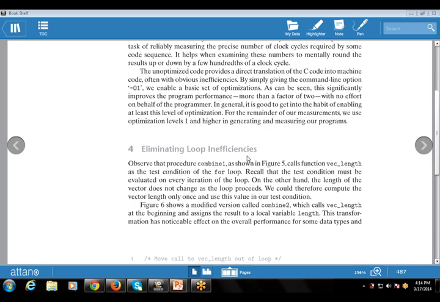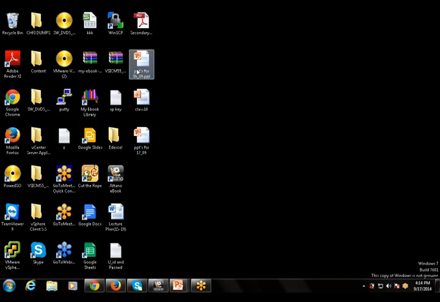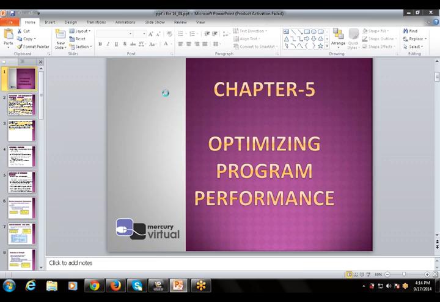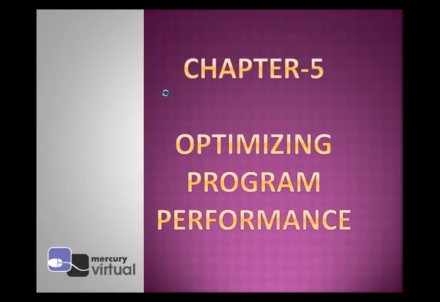In yesterday's class we covered two topics. Now let's discuss what we covered in yesterday's class. We started with the first topic, that is capabilities and limitations of optimizing compilers. First of all, we also discussed the definition of optimizing program performance.